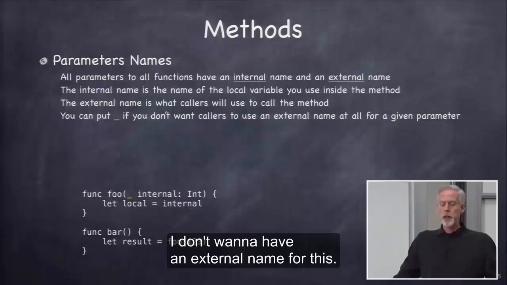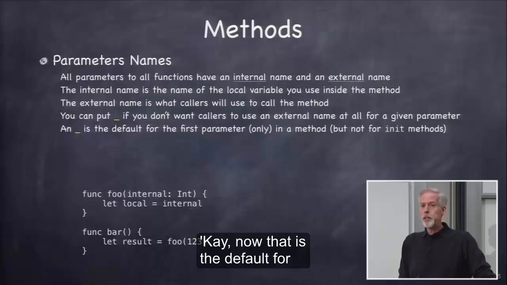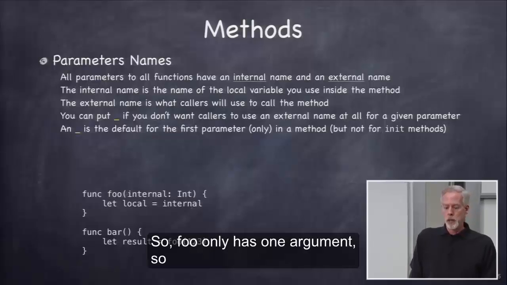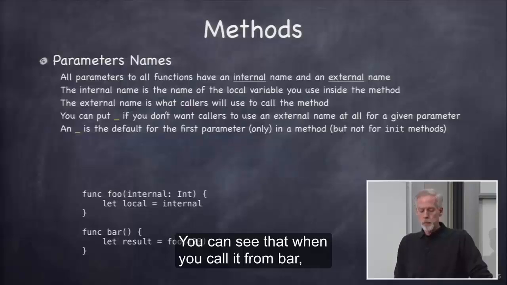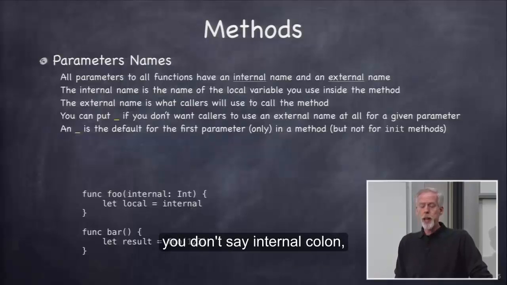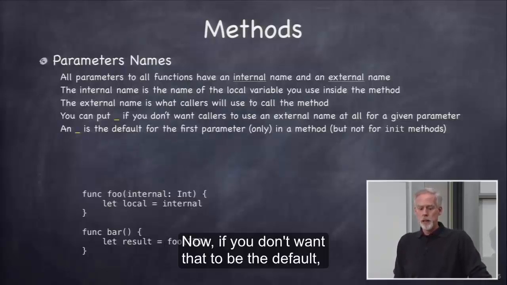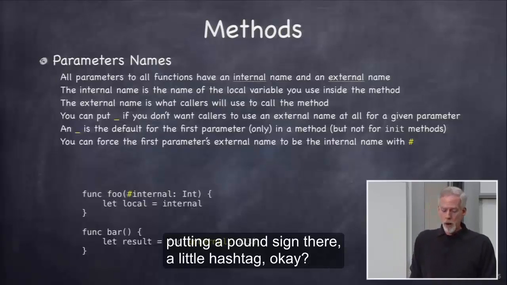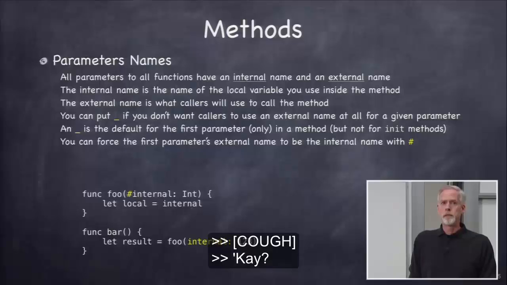So the underbar says, I don't want to have an external name for this. Now that is the default for the first argument to a function. So foo only has one argument, so its first argument, its only argument. You can see that when you call it from bar, you don't say internal colon. That's because that underbar thing is the default. Now, if you don't want that to be the default, you can force the first one to be required by putting a pound sign there, a little hashtag. And that makes it so you have to say internal colon.